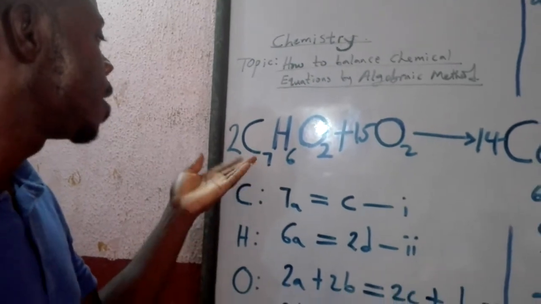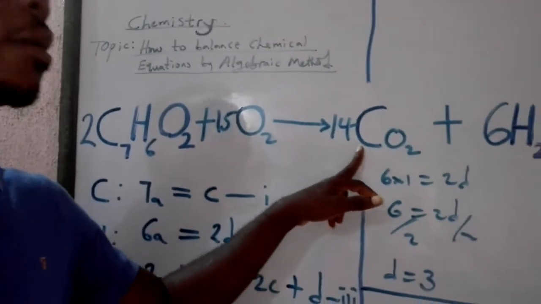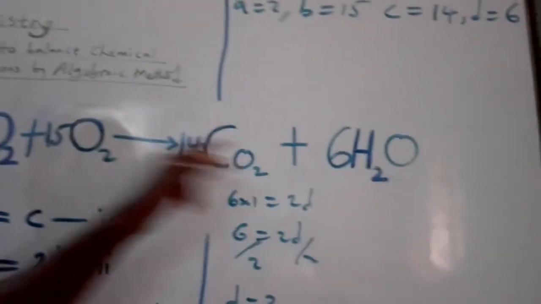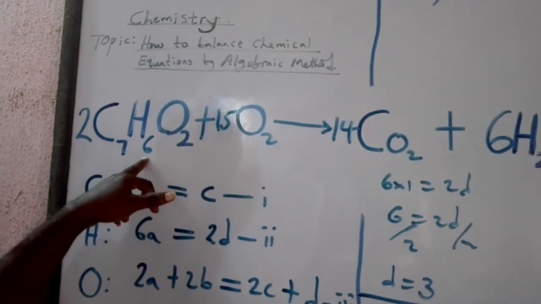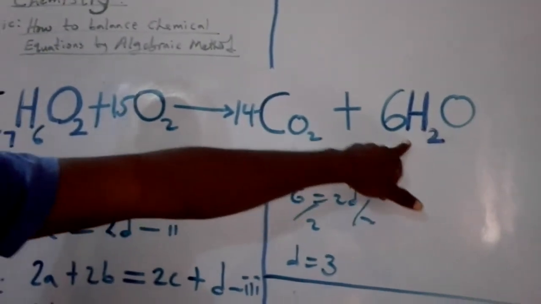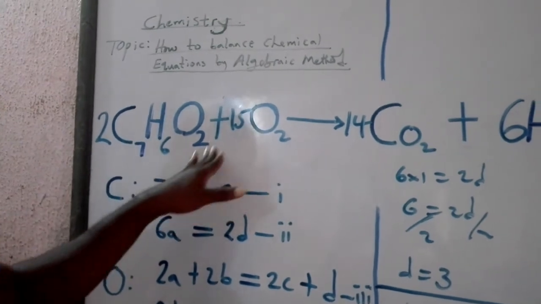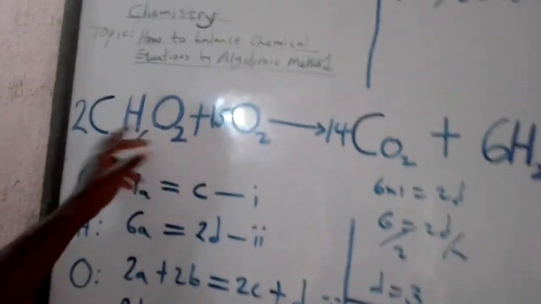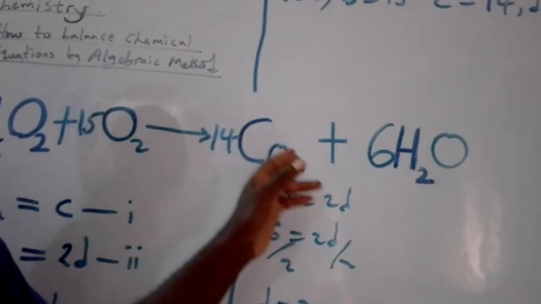Now let's check. We have 14 carbon atoms here. At the reactant side, we have 14 carbon atoms, as you can see. Then hydrogen is 12. We have 12. Oxygen is 2 times 4, 4. This is 32. This is 30. Then this is 2 times 4. That is 32 plus 4. That is 36. Now let's check here.